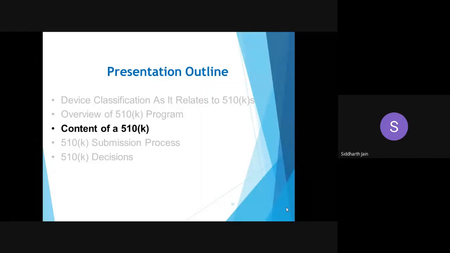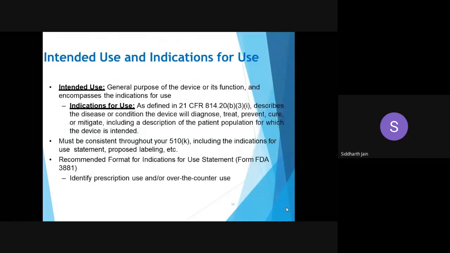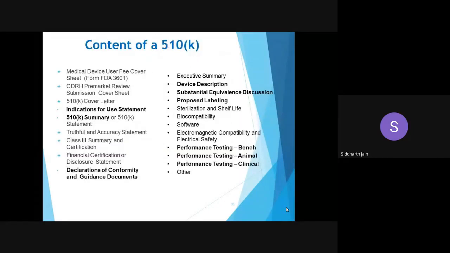Next slide. Content of the 510K. What will be the typical content of the 510K? The typical content of the 510K will include a medical device user fee cover sheet, what we call Form FDA 3601, where the sponsor or medical device manufacturer has to submit a fee for the registration. So this sheet will say that you have already paid the US FDA registration fee.